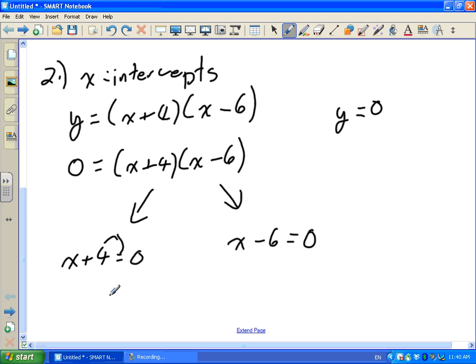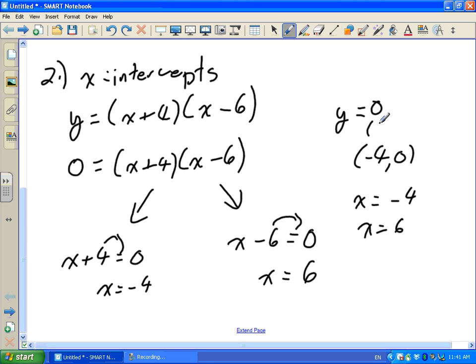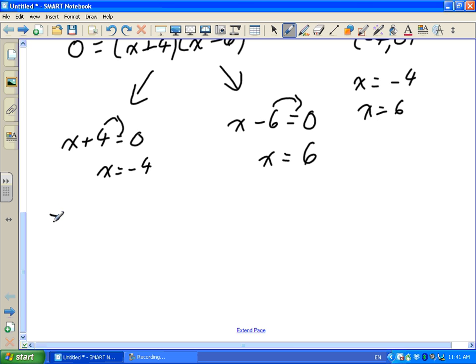When I bring 4 over, it becomes negative. X equals -4. When I bring -6 over, +6. There you go. Number 2, the two X-intercepts are X equals, or, you know what, I can write them as coordinates. These are my X-intercepts, and I'll actually write the coordinate. That's going to be -4, 0, and 6 and 0. Those are our two X-intercepts. Okay, so I already got some information.